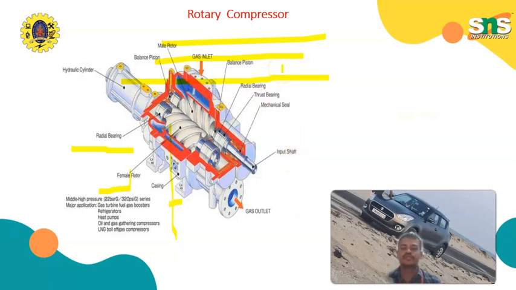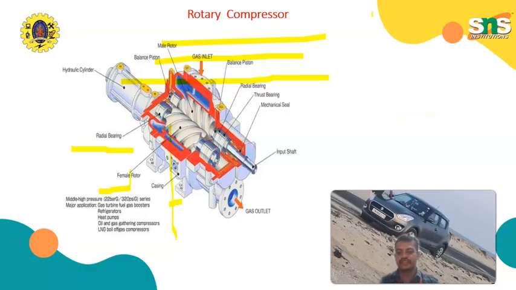Commonly, two types of rotary compressors are utilized. The first one is the rotary screw compressor. The second one is the rotary vane compressor. The rotary screw compressor uses two meshing helical rotors to compress the gas as it moves through the rotors. The rotary vane compressor features a rotor with vanes that slide in and out, trapping and compressing the gases.